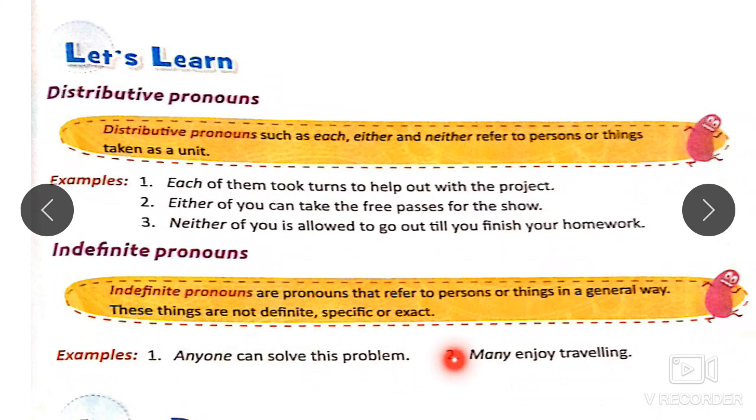Example, anyone can solve this problem. Anyone does not stand for any specific person or any particular person. Many enjoy traveling. Again, many here talks about all those people who enjoy traveling, not referring to any one individual or any specific or exact person. Therefore, these are used as indefinite pronouns.